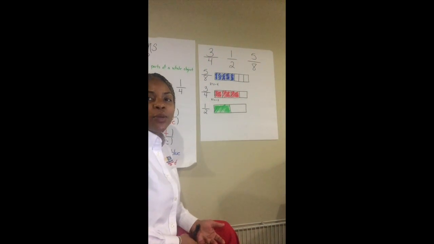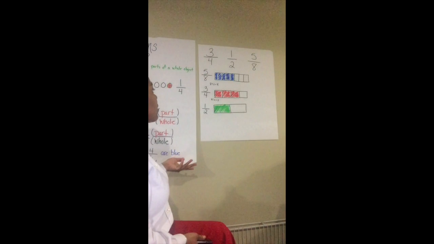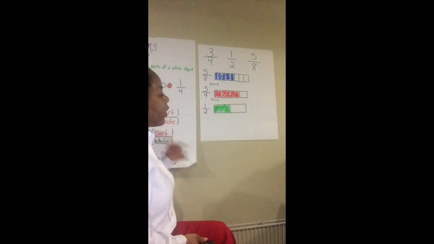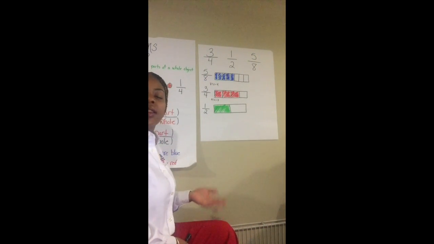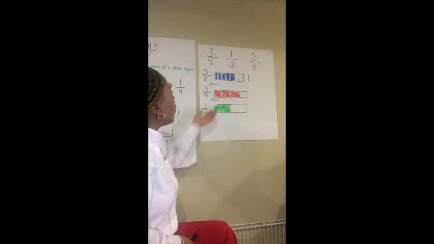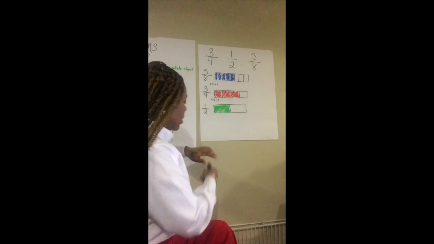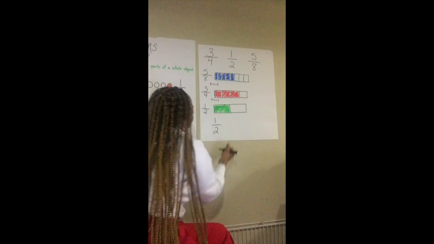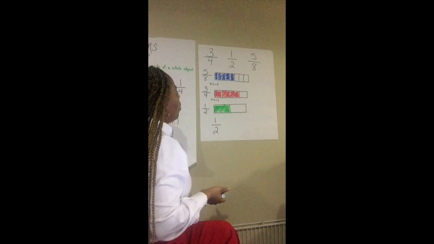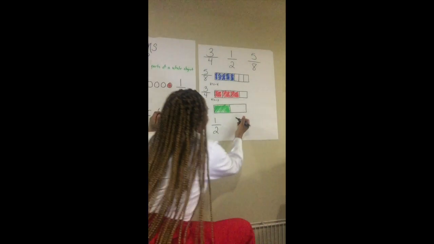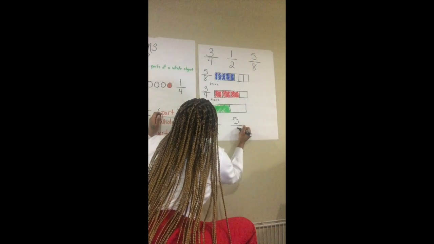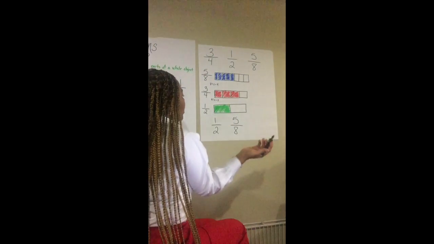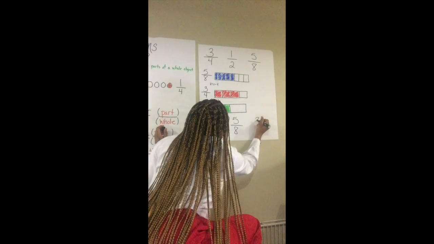Now let's put our fraction strips in order from least to greatest. And as we can see here, which fraction strip is the smallest? 1/2, yes, 1/2 is the smallest. So I'm going to put 1/2 right here. Next in size, we have 5/8. And last but not least, we have 3/4.